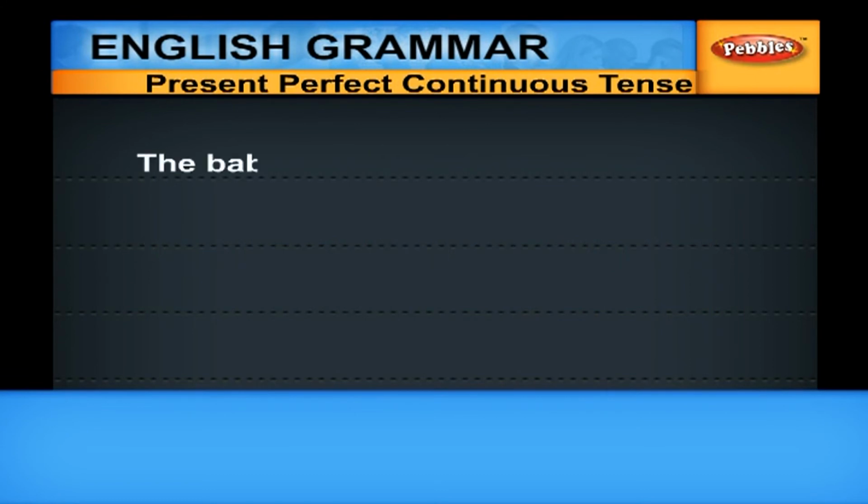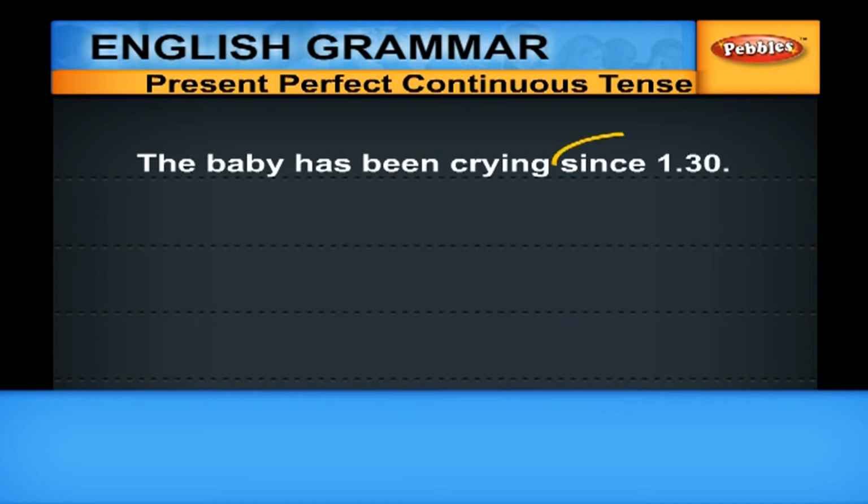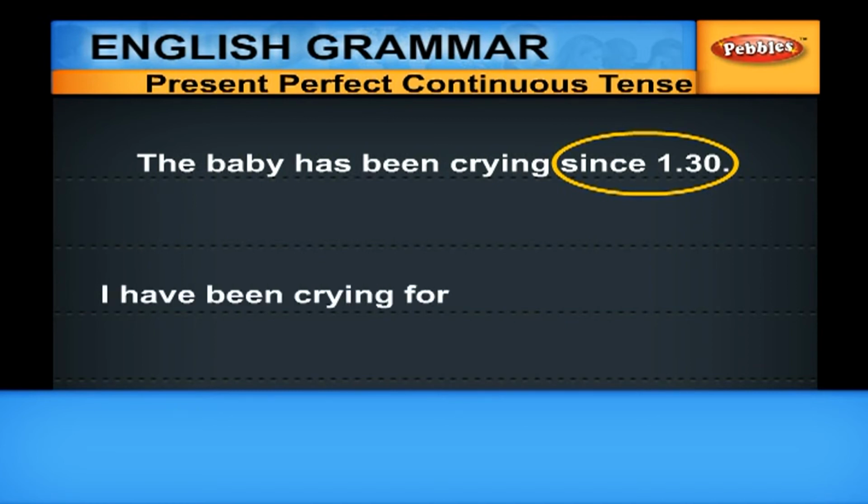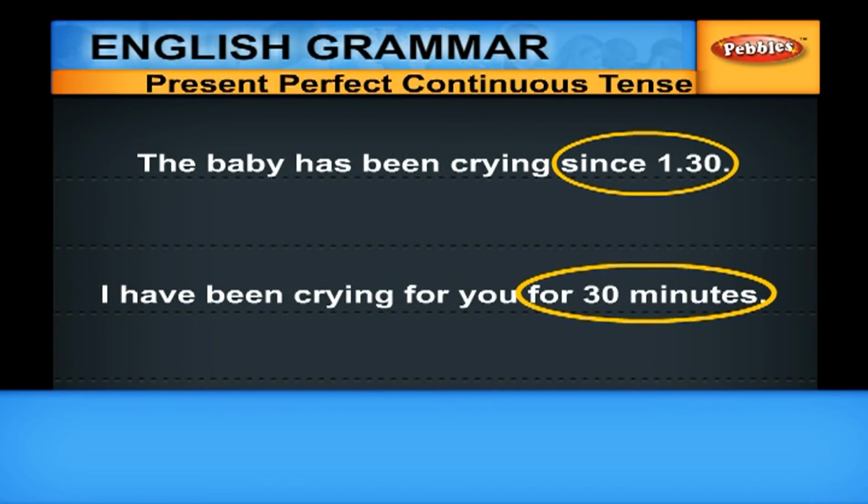The baby has been crying since 1:30. It means that the baby started crying at 1:30 and it is still crying. I have been crying for you for 30 minutes. Here, it's the duration that is referred to.